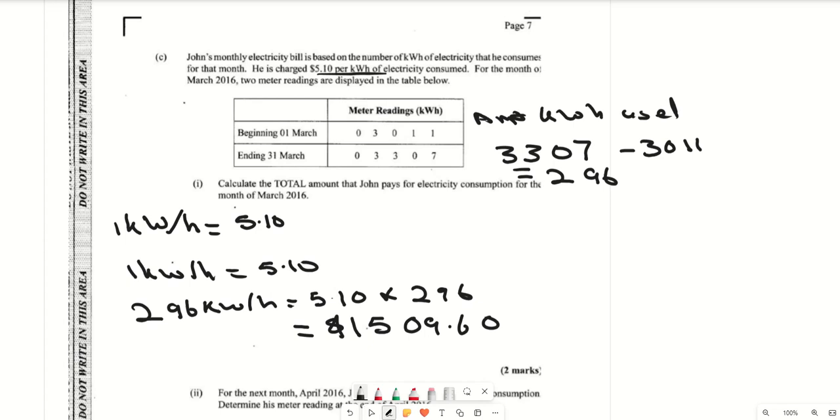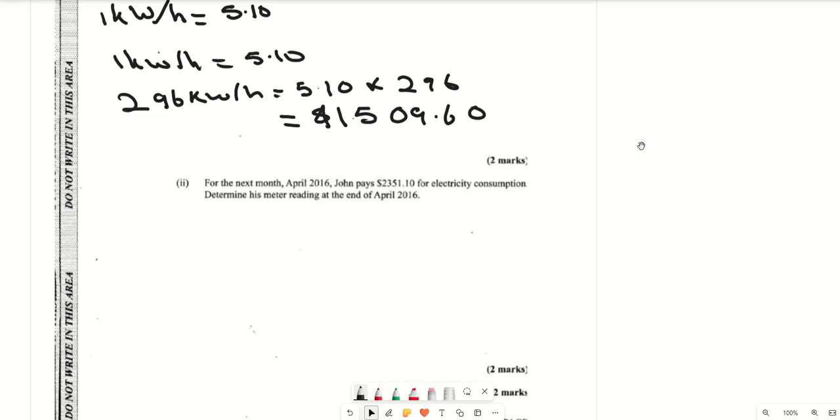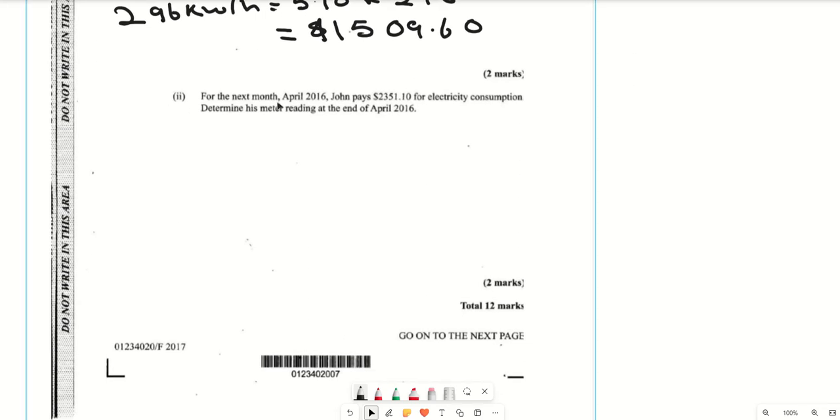Right, let's look at the last one. This is the last question and then we'll finish. For the next month, April 2016, John pays $2,351.10 for electricity consumption. Determine his meter reading at the end of April 2016. So first off, we need to find out how many kilowatts did he use.